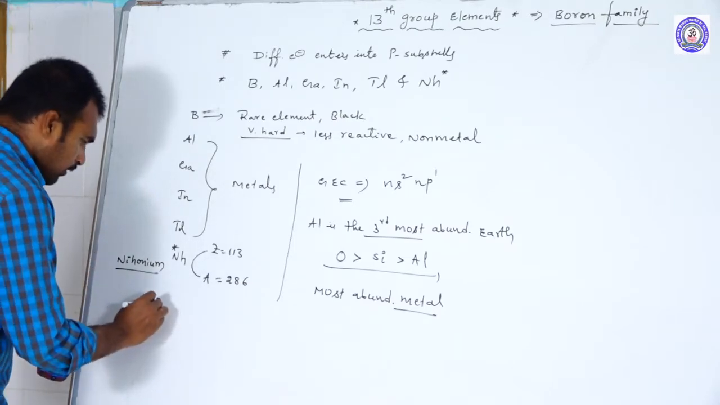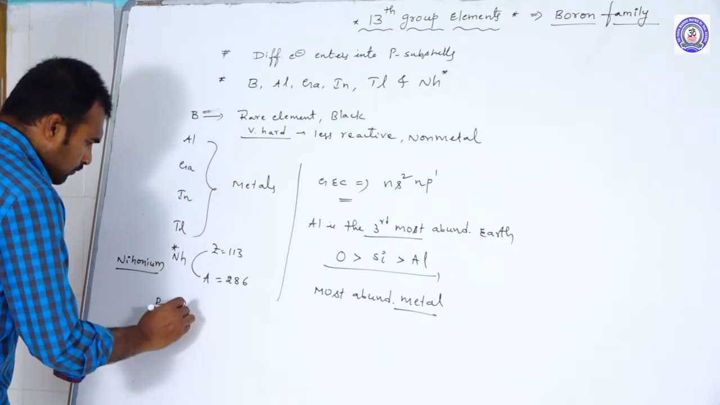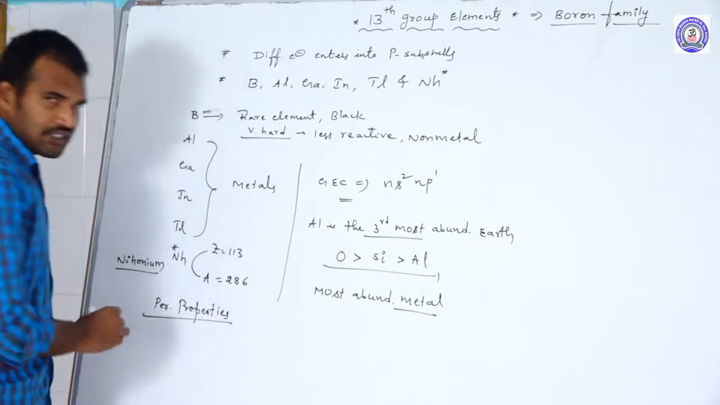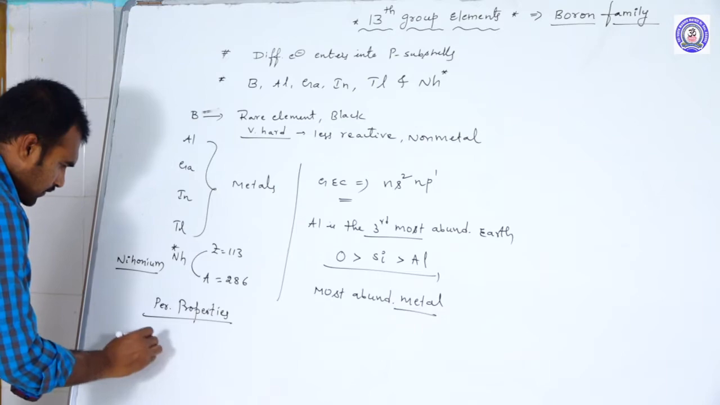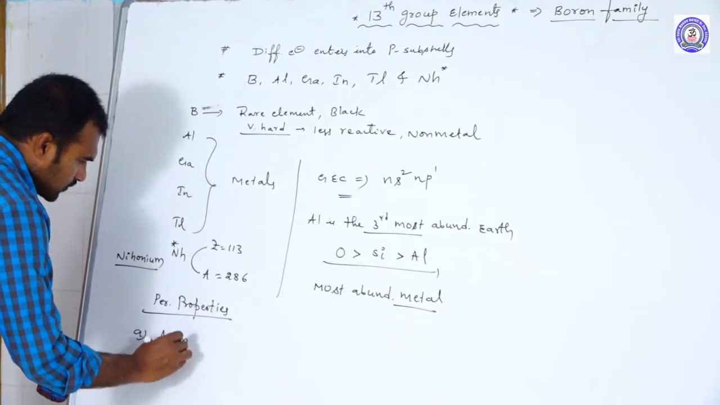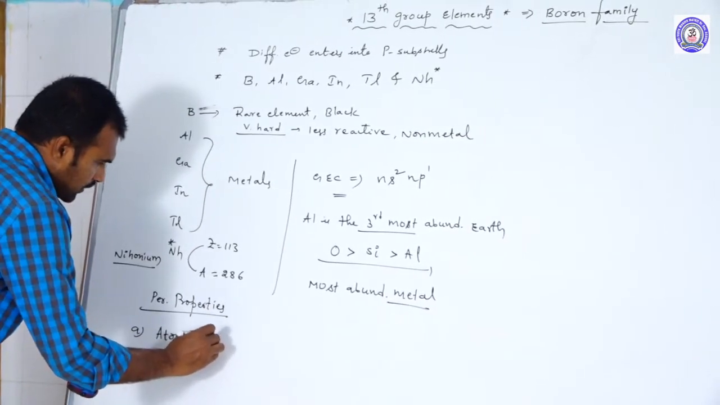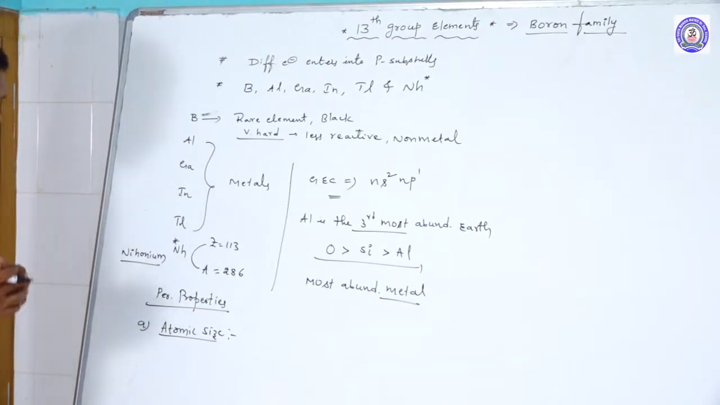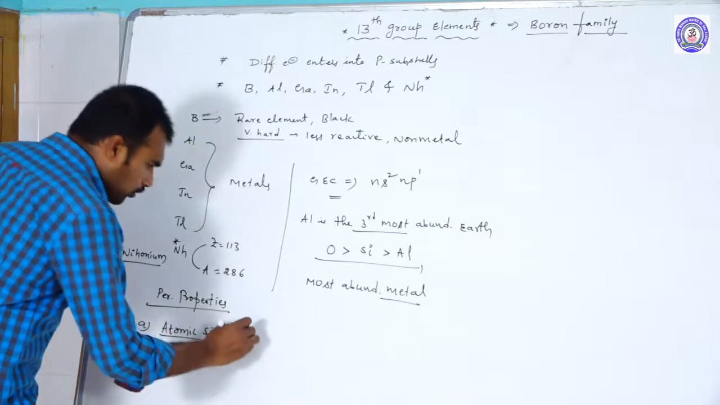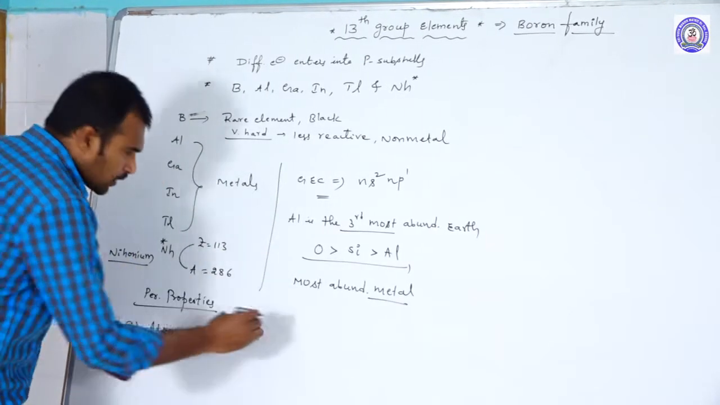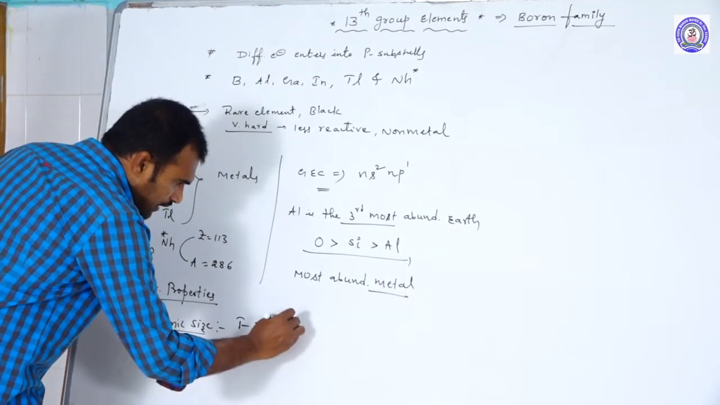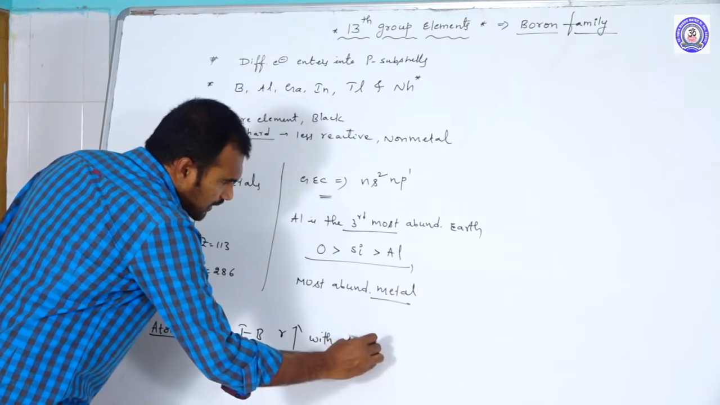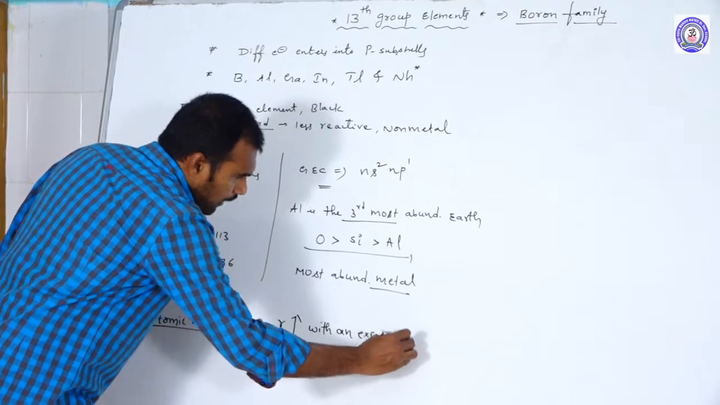Let us start the periodic properties. In the periodic properties, the first one is atomic size. How will the size change from top to bottom? When you go from top to bottom, the atomic size increases with an exception. So there was one exception in case of atomic sizes.